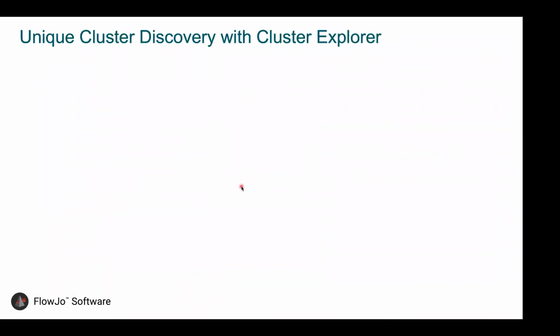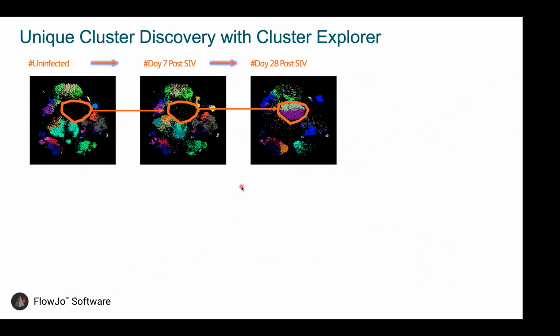We can also use Cluster Explorer very efficiently in order to compare cluster enrichment across time points or different donors or specific treatments. So here we see an example that we're also going to see later during the demo. Basically, we can use our clustering and dimensionality reduction in order to visualize, for example, going from the uninfected to day 7 post-infection and day 28 post-infection, you see that we have the presence of this cluster.